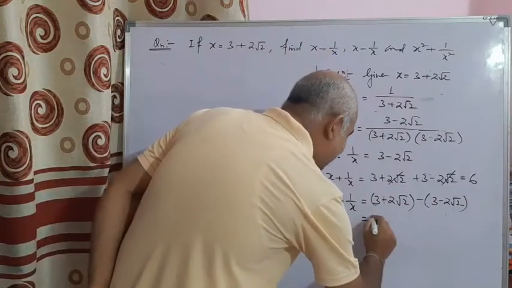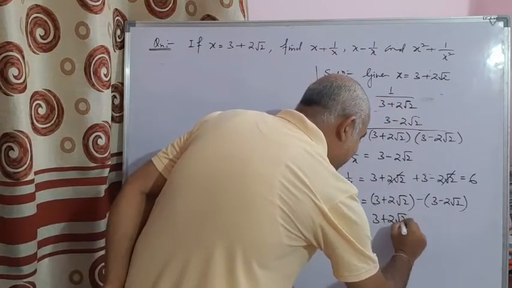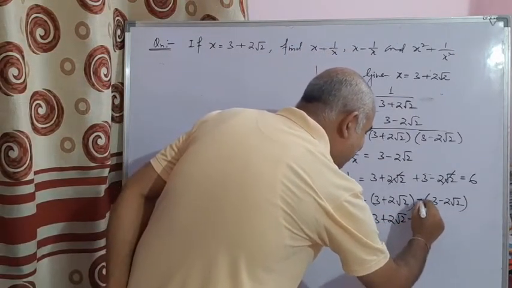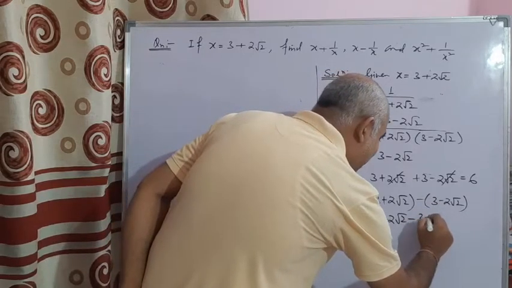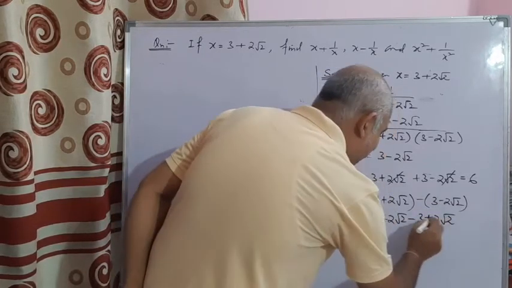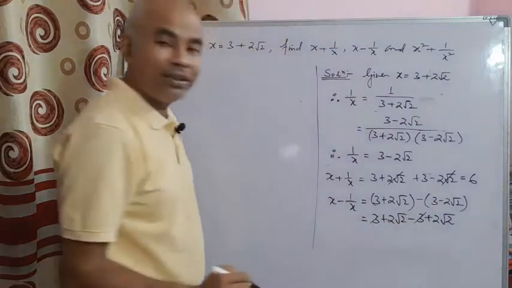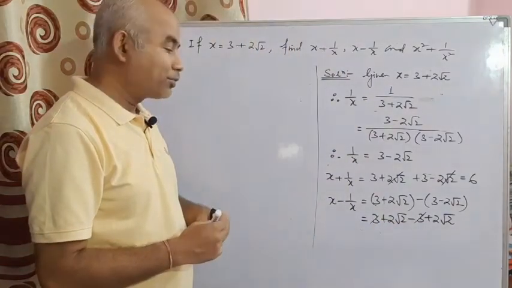So now it is 3 plus 2 root over 2, remove the bracket. When you remove the bracket, plus 3 will be minus 3, minus 2 root over 2 will be plus 2 root over 2, plus 3 minus 3 cancel. You have to add 2 root over 2 plus 2 root over 2.